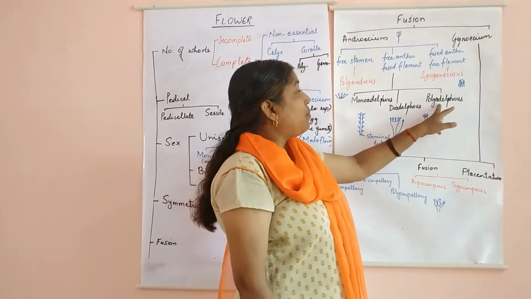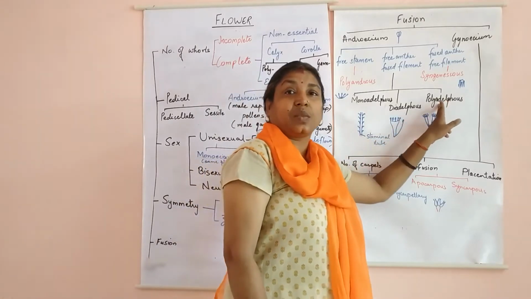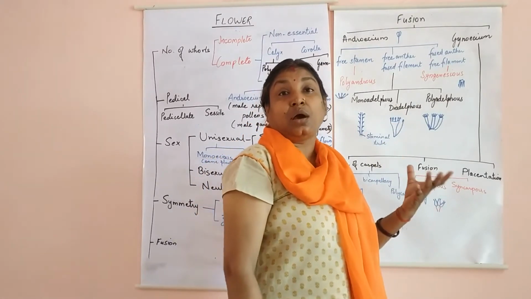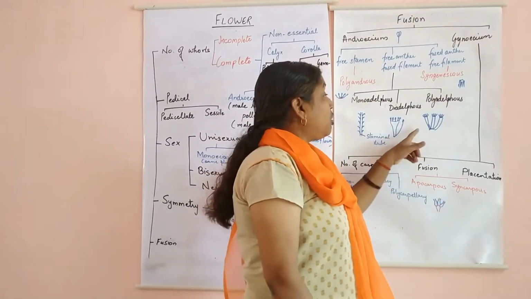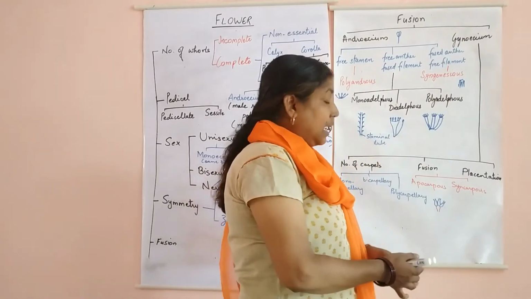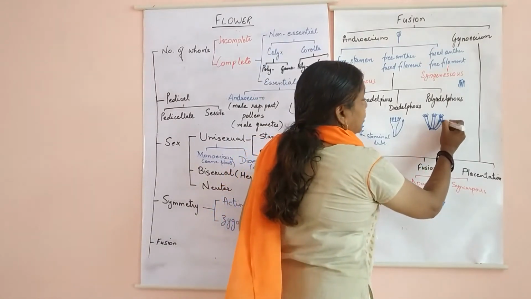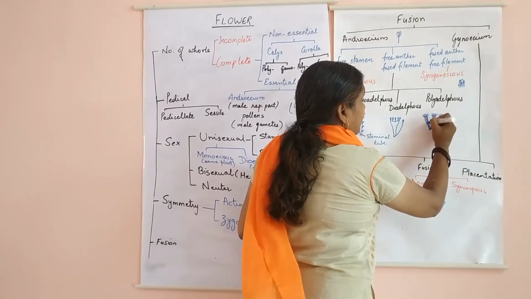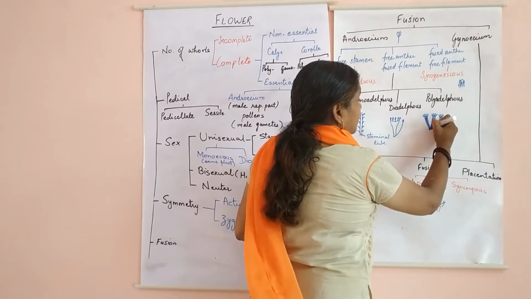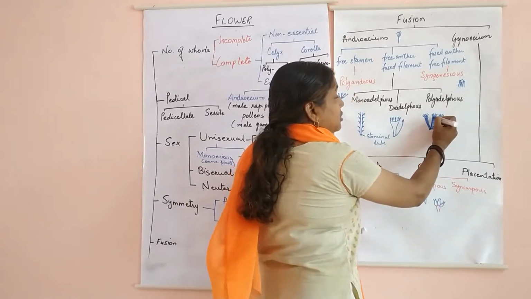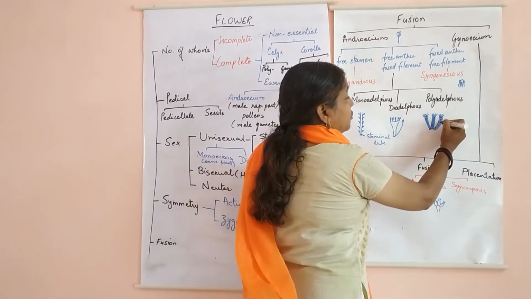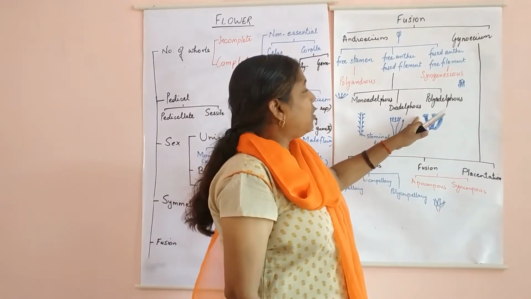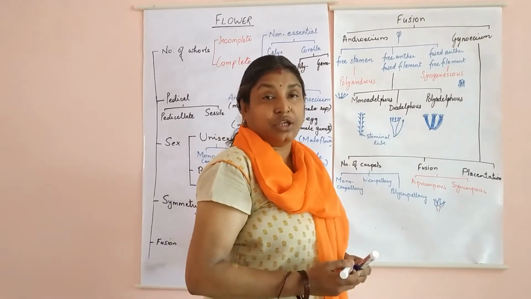Next is your polyadelphous. Here they will form many bundles. Number of bundles are formed because of fused filament. So here I have drawn 3 bundles where all the filaments are fused to form 3 different bundles in this case and all the anthers are free.